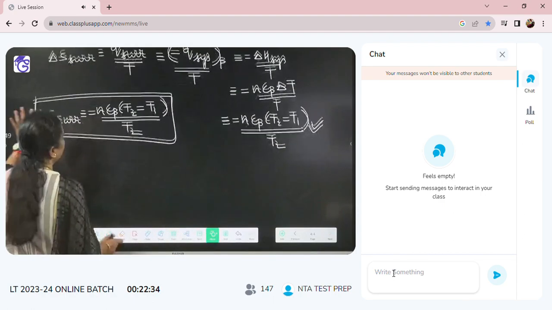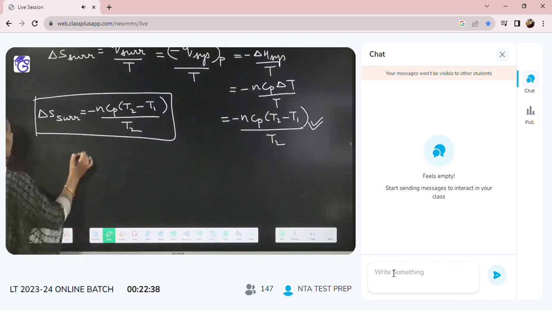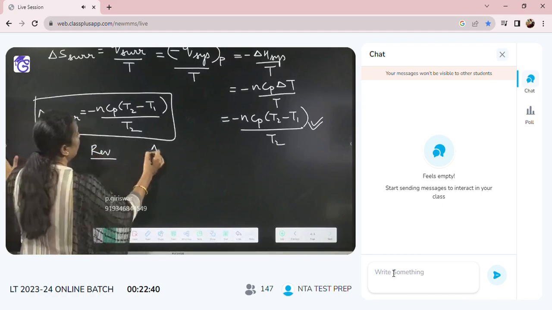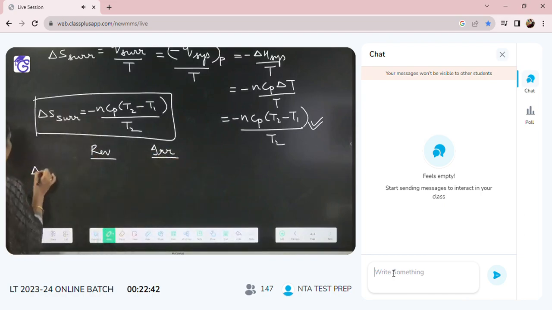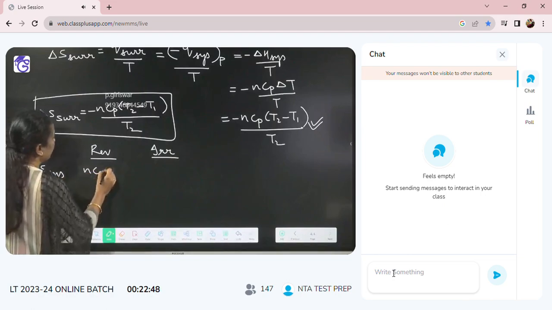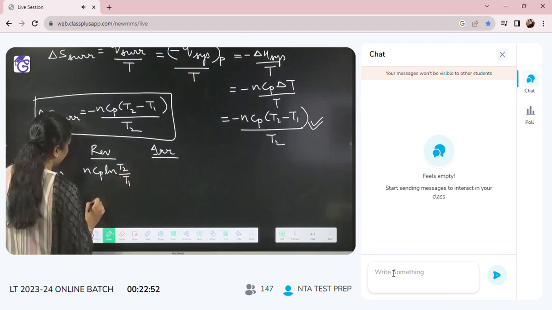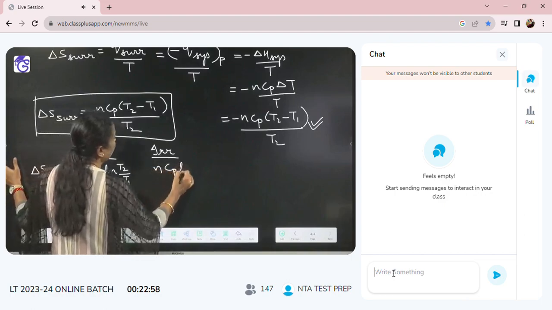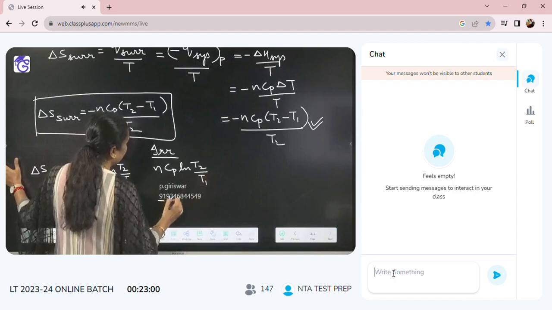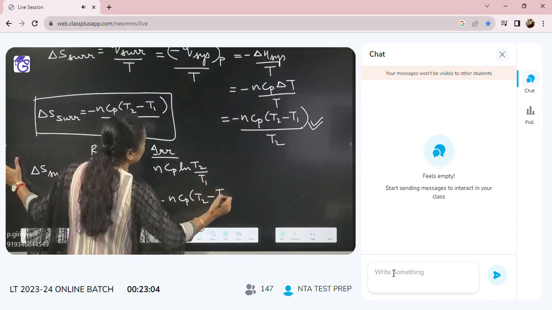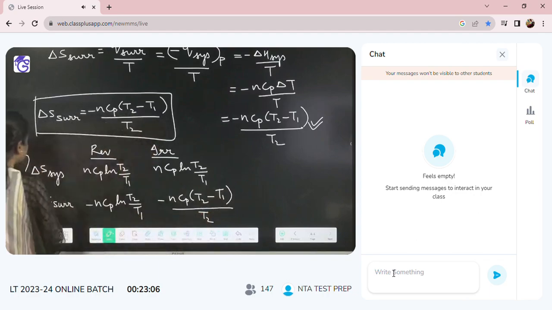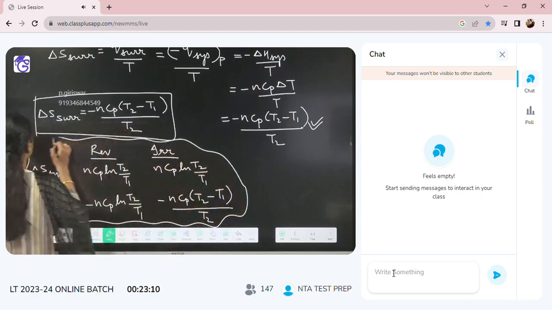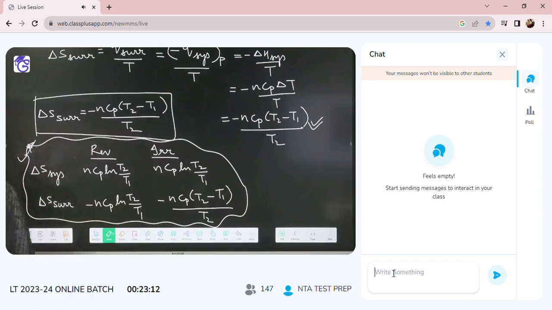So here simply I'll enlist the formula. Hopefully you people got it. I'll write down here reversible, irreversible. We are making a small table. Delta S system, delta S surrounding. This is NCP ln T2 upon T1, minus NCP ln T2 upon T1. Here also NCP ln T2 upon T1, and here it will be minus NCP T2 minus T1 upon T2. Right? Please write this down, then we'll proceed further.